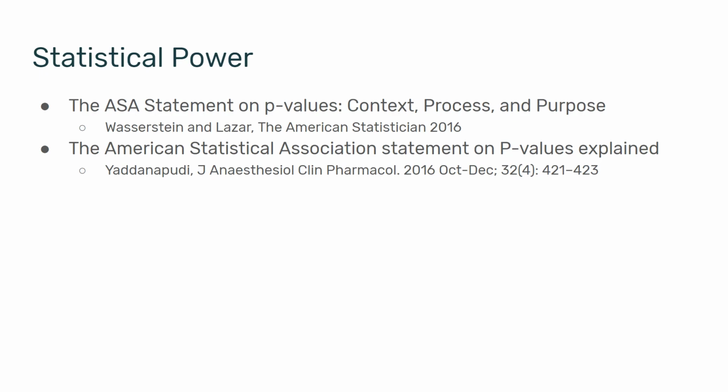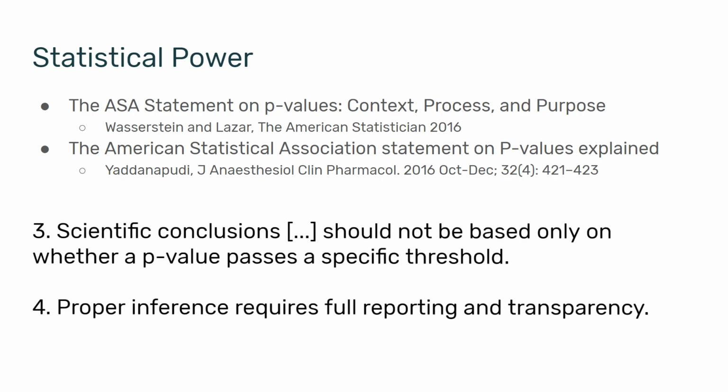I'm going to highlight two points here. The first one is recommendation number 3: scientific conclusions should not be based only on whether a p-value passes a specific threshold. So you should not worry about whether your p-value is 0.05 or lower. More often than not, your p-value cannot be 0.05 or lower. Instead, proper inference requires full reporting and transparency.